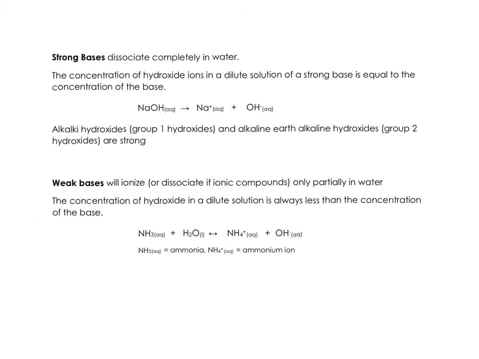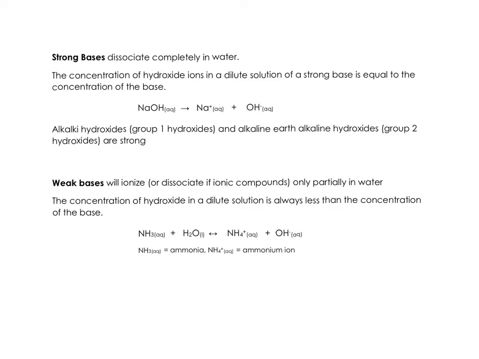Bases. Strong bases dissociate completely in water. The concentration of hydroxide ions in a dilute solution of a strong base is equal to the concentration of the base. So if I have 0.1 mole per liter sodium hydroxide, I have 0.1 mole per liter hydroxide. Alkali hydroxides, so group 1 and group 2 alkaline earth metals, are considered to be strong bases.